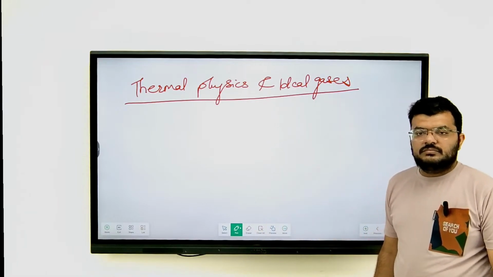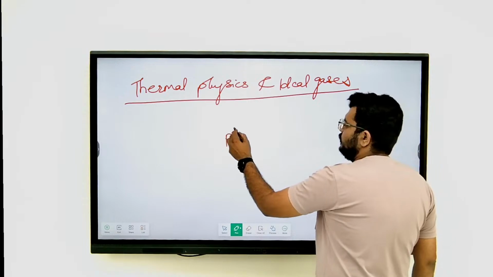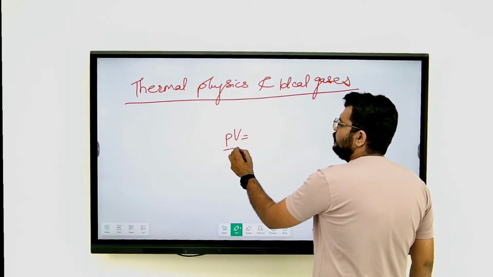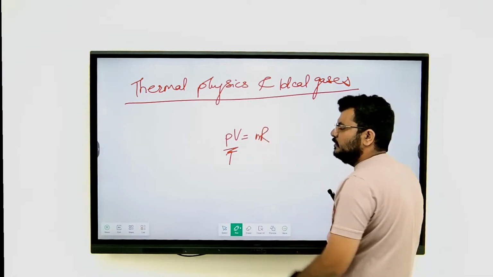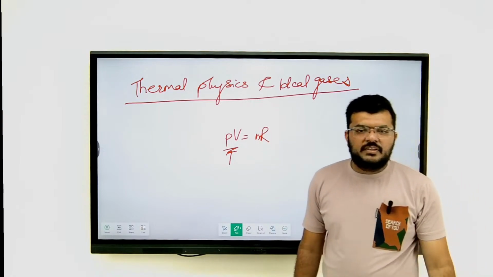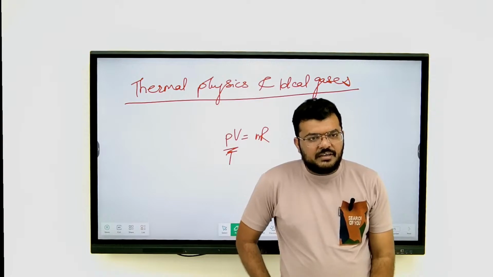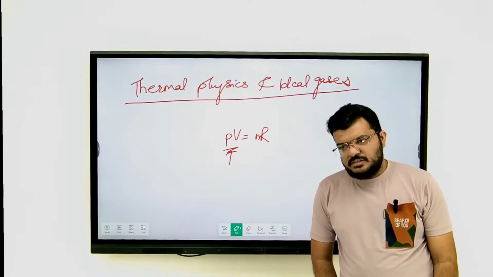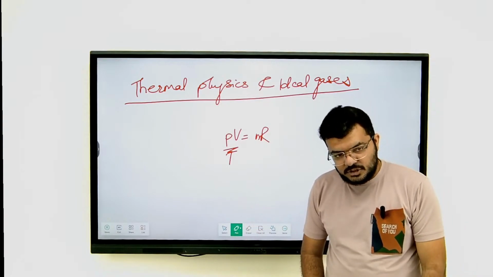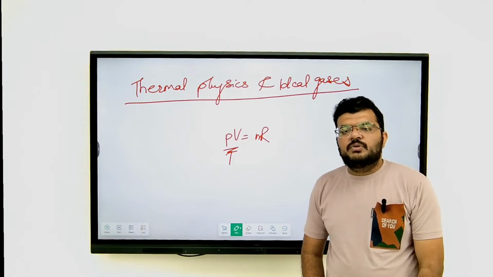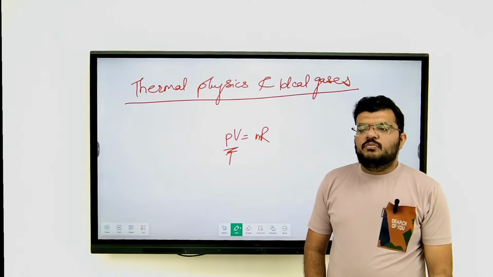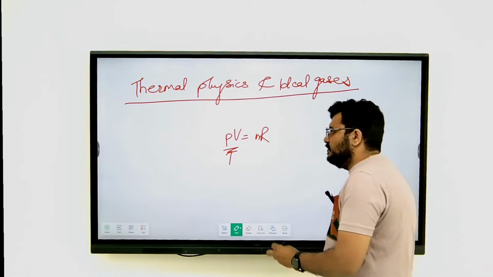Any gas follows PV by T equals a constant. We found out through experimentation this constant is nothing but nR. So PV equals nRT, right? Where pressure is in Pascal, volume is in meter cube, and temperature is in Kelvin. So this is a thermodynamic equation. Now, what does thermodynamic mean?